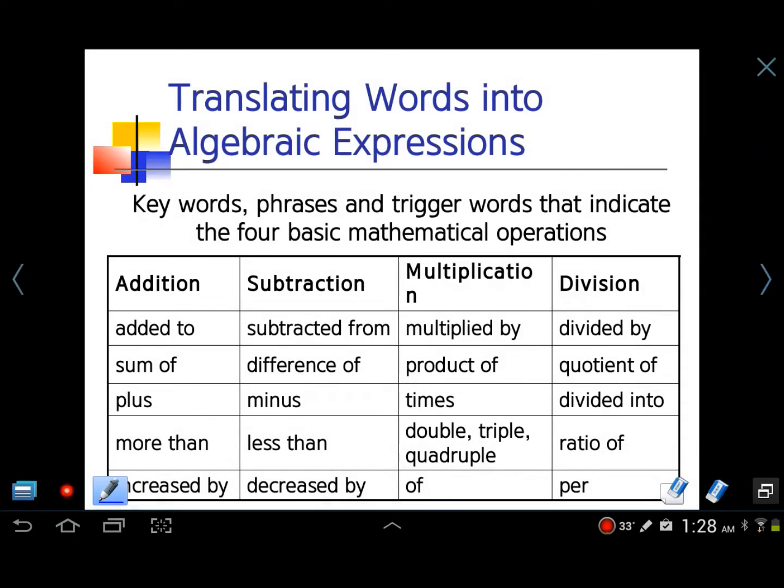Let's move on. Now, what we're doing in this slide right here is we're looking at translating words into algebraic expressions. What I have here is a list of common phrases, common words that mean addition, subtraction, multiplication, and also division. This is by no means all of the words. There's lots and lots of words, but what I did right here is I compiled a list of the most common. So what you're going to want to do is stop the video and jot these down. You're going to want to have these in your notes. Go ahead and put these into your flip note.